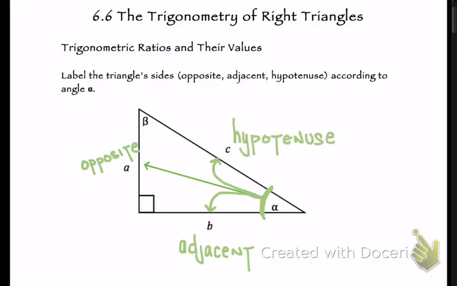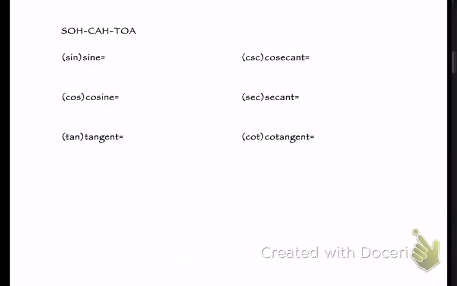Probably something I'd write in my notes is that the hypotenuse is always the longest side, and it is always opposite the right angle. Okay, so very important that you remember where the hypotenuse is located as we keep going.